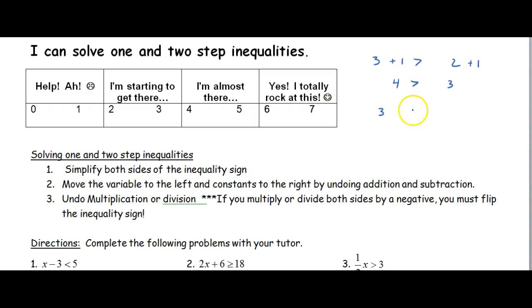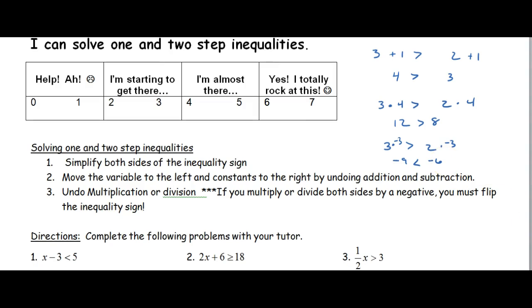Multiplication. If I take 3 is greater than 2, if I multiply this side by 4 and this side by 4, I get 12 is greater than 8. Remains true. But say I take the same inequality and I multiply by negative 3. I end up with negative 9 and negative 6. Is negative 9 greater than negative 6? No. So what would we have to do to make this a true statement? You would have to flip that inequality sign.